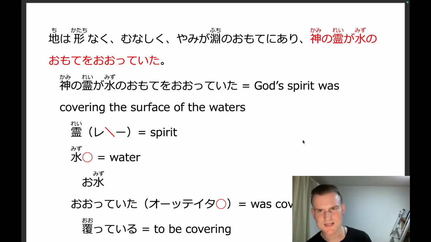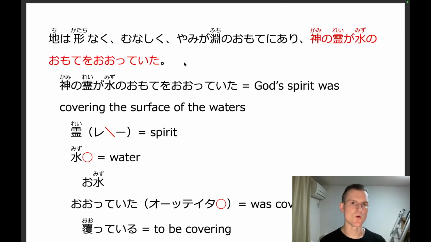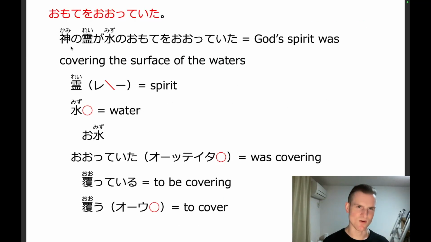All right, we are on the last section here. We'll look at the red characters once again. 神の霊が水の表を覆っていた。Okay, this means God's spirit was covering the surface of the waters. Kami no, you should already get, right? Kami no, of God. And then ga, we already know. So all we have to learn is rei here, okay? Kami no rei ga. Okay, rei means spirit. Kami no rei, the spirit of God. And we're saying that that is the subject with the particle ga, which we learned up above.